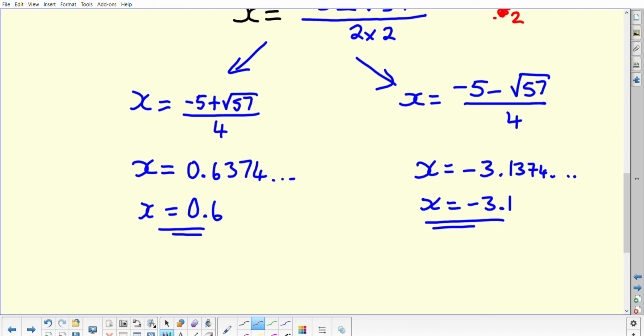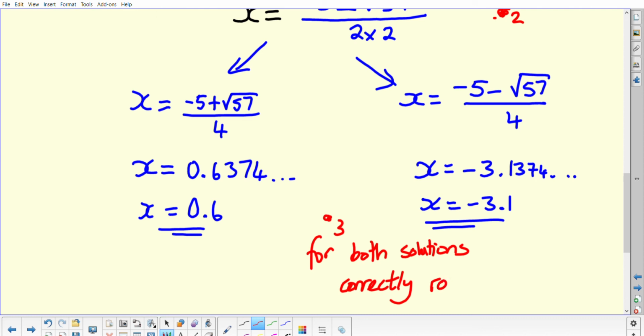You would need both of those correct to get the third mark. So the third mark is for both solutions, and you need to round correctly. Even if one of them's correct and not the other one, you're going to lose the mark. So it's quite important that you understand that you need to get both solutions correctly rounded to whatever they tell you to round to. And that's it. That's your working with the quadratic formula for that question.